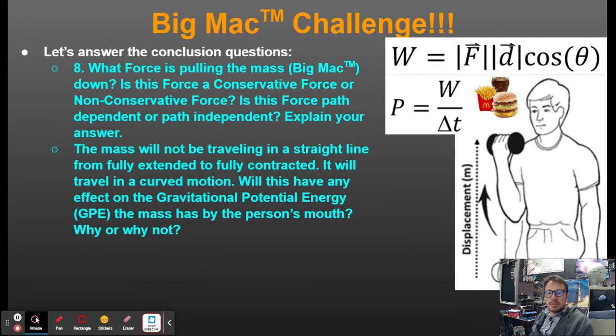The mass will not be traveling in a straight line from fully extended to fully contracted. It will travel in a curved motion. Will this have any effect on the gravitational potential energy the mass has by the person's mouth? The answer is no, because gravity is a conservative force. It's path independent. So it doesn't matter that that person's curling it. At the end of the day, that Big Mac has gravitational potential. It doesn't matter that it takes a curved path or straight up.